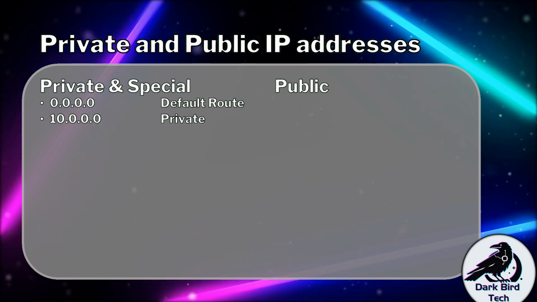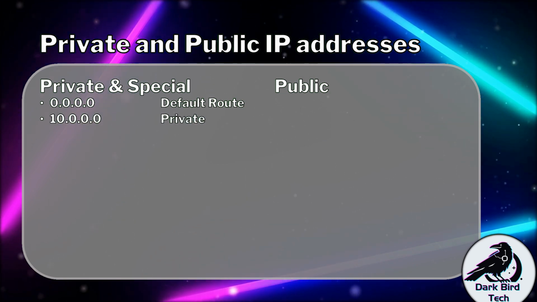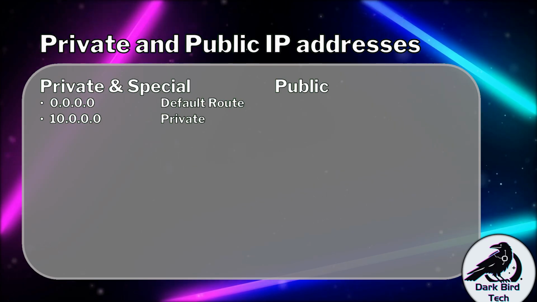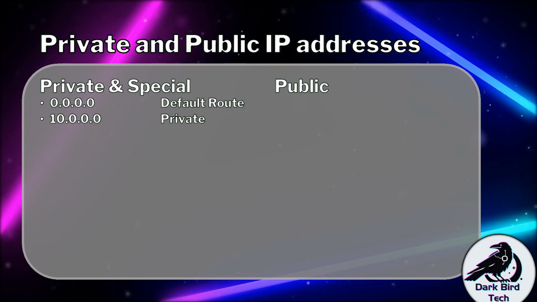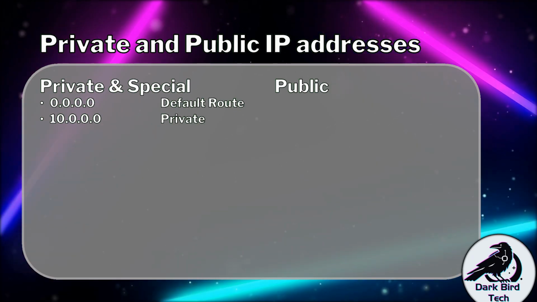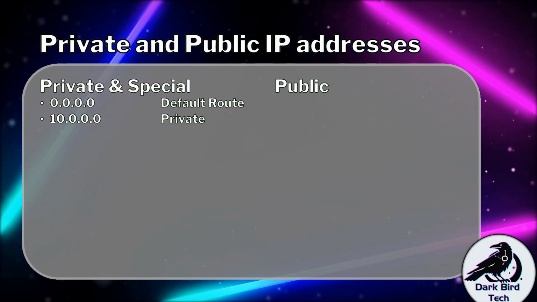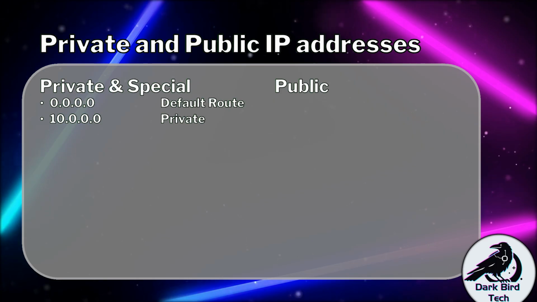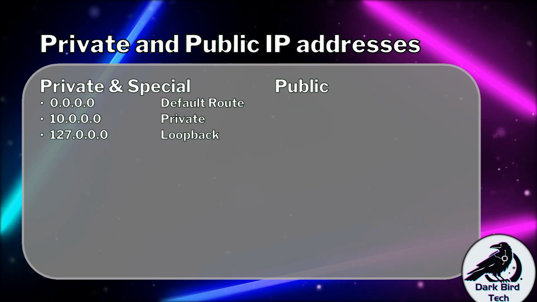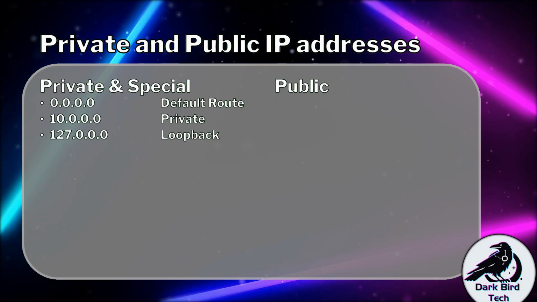Then you've got the 10 network, which is a private network that you can use on your LANs, whether they be at work or at home. You don't need to get permission, pay for it, or anything like that. But you won't be unique on the internet because I can guarantee you plenty of other people are also using it too. Then you get the 127 network, which was reserved for loopback address testing.